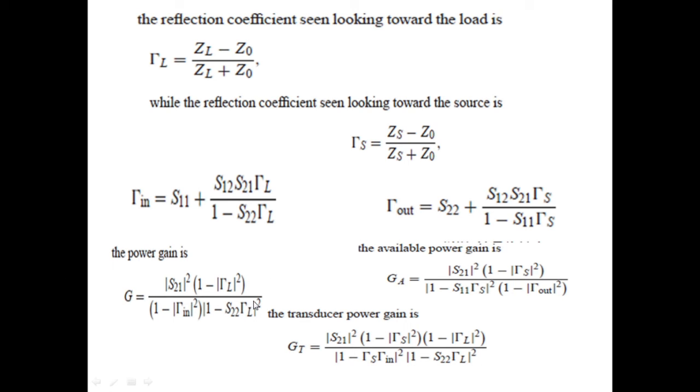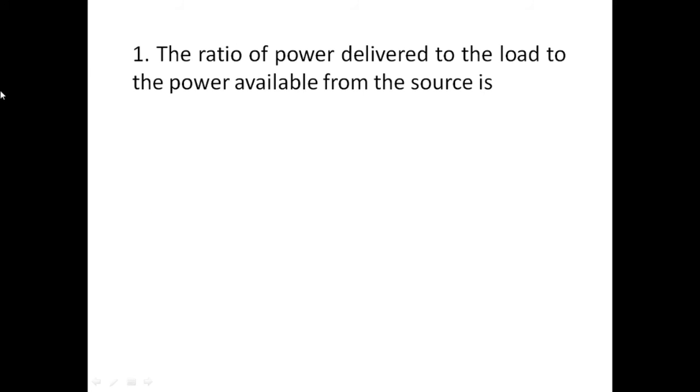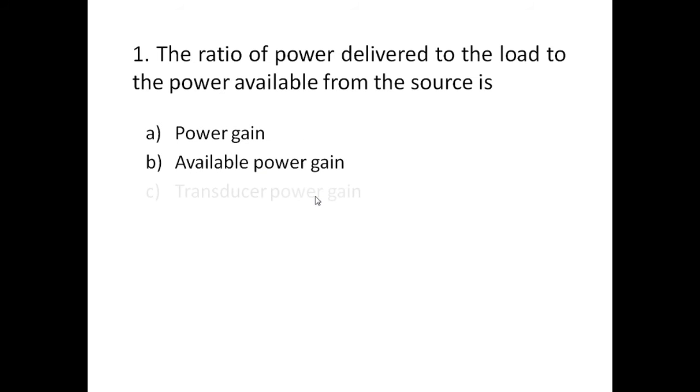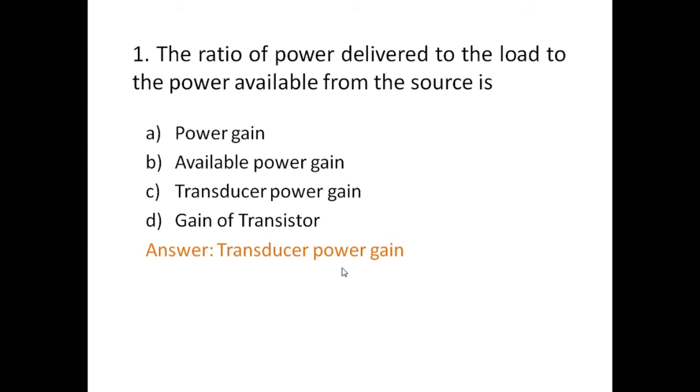Okay, based on these formulas the MCQ questions are: question number 1, the ratio of power delivered to the load to the power available from the source is. The options are power gain, available power gain, transducer power gain, and gain of transistor. The ratio of power delivered to the load to the power available from the source, that is PL divided by PAVS, is represented as transducer power gain. This formula we already discussed.